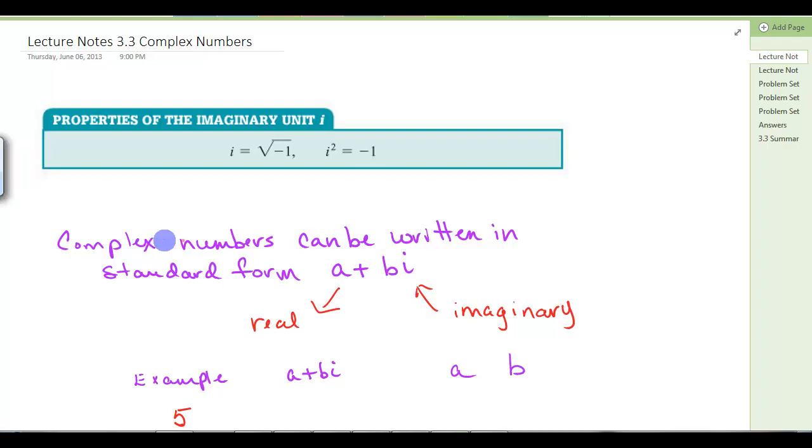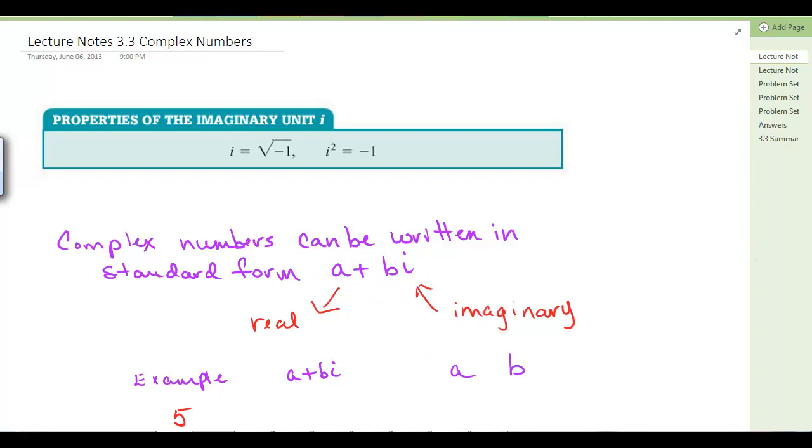Let's talk about complex numbers. Every number in the world can be written in the standard form a plus bi. That makes a complex number, where a is the real part and bi is the imaginary part.